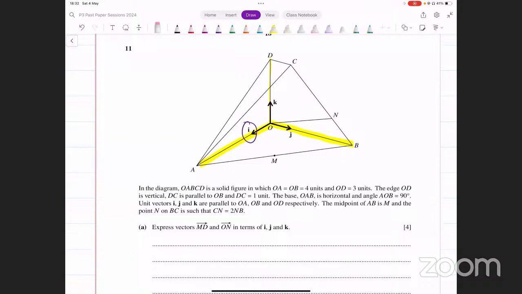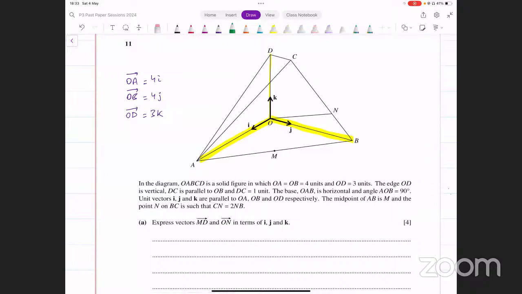OA has I direction, so you can say the vector OA equals 4I. I is the unit vector in this direction. If the length is 4, it becomes 4I. OB vector has a length 4 and direction J, so it becomes 4J. And OD vector has a length of 3 units and direction K, so that's 3K. These are the 3 vectors that we have. Now it says the edge OD is vertical.